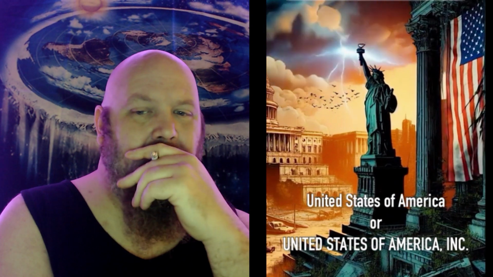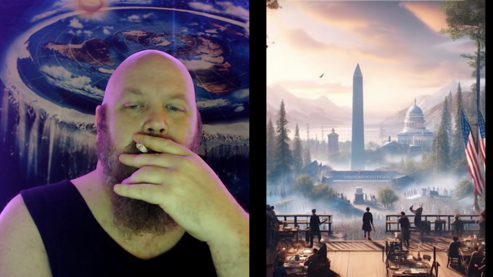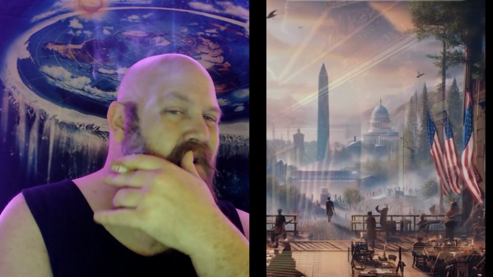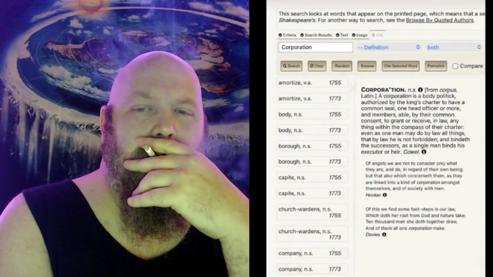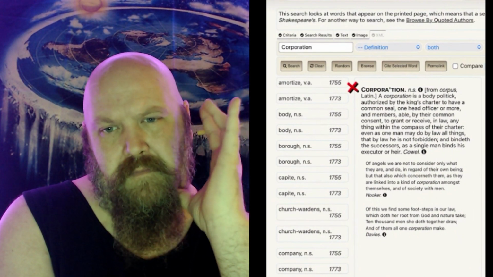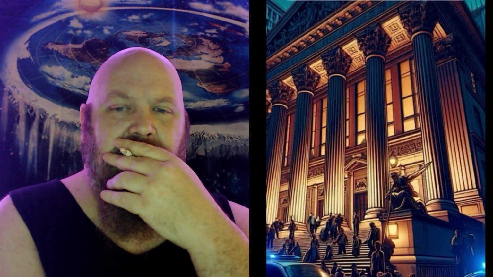The United States of America, Inc. is a theory which claims the U.S. was transformed into a corporation in 1871. This is said to stem from a misunderstanding of historical events and legal terminology. The term corporation has evolved significantly, and its historical meaning differs from the modern business entity. The 1773 definition from Samuel Johnson's dictionary defines a corporation as a body politic, authorized by a charter to act as a single entity with specific powers, such as a guild or town. This aligns with etymological roots like guild, a fellowship under a sovereign's license, municipal, pertaining to a corporation like a city, and incorporate, to unite into one body.